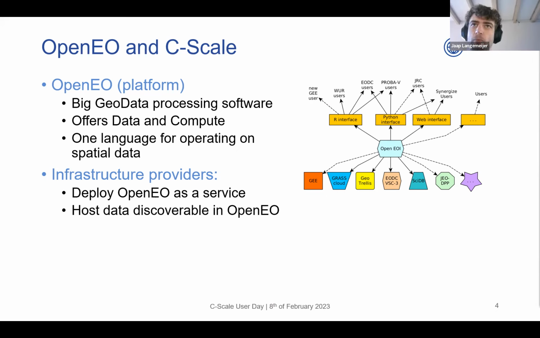And that's, of course, a good proposition for us, because then we can also leverage not only just this Google system, but we can also try to see if we can run this on, let's say, C-Skill infrastructure. So for us, this was a logical technology choice. And for the infrastructure providers, they deploy OpenEO as a service for us, so we can just log in and start developing and running our algorithms. And they also host the data for us.